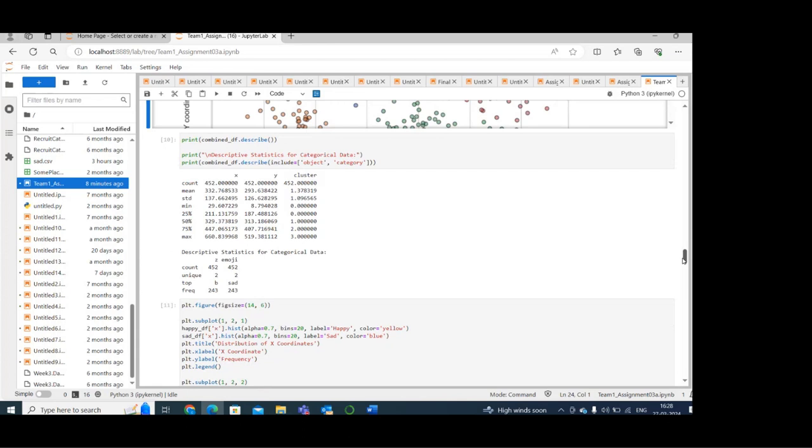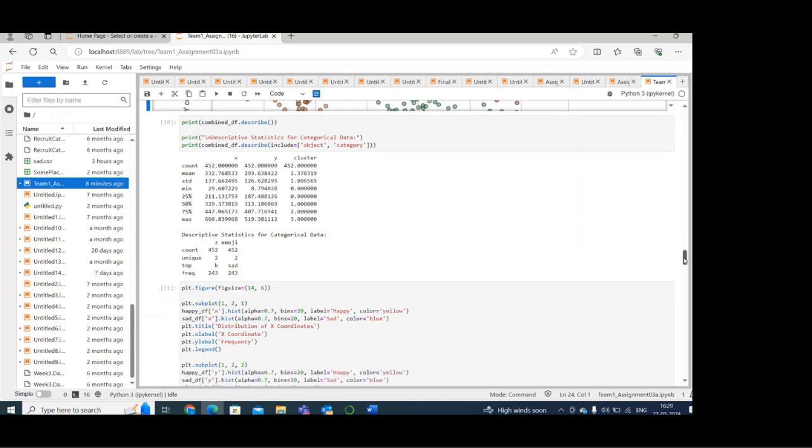Now we'll be going to descriptive statistics. To understand the basic properties of our data set, we looked at descriptive statistics. This includes measures like mean, median, mode, and standard deviation for our x and y coordinates. Descriptive statistics provide a quick summary of data, central tendency, and variability.